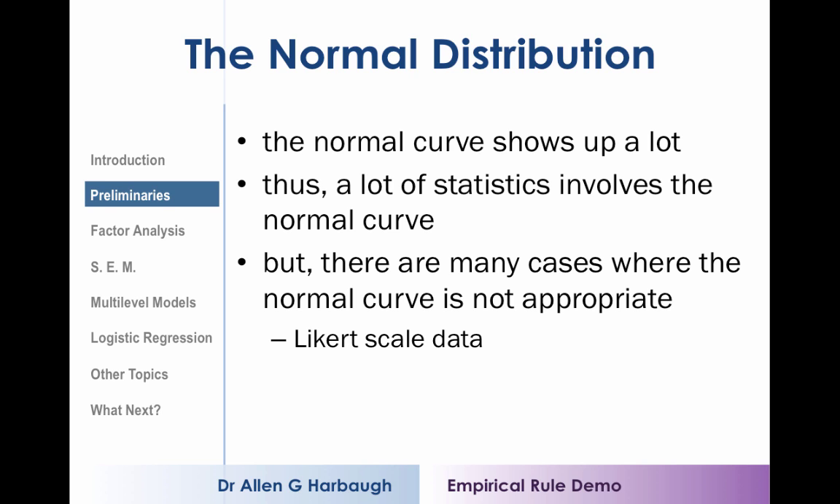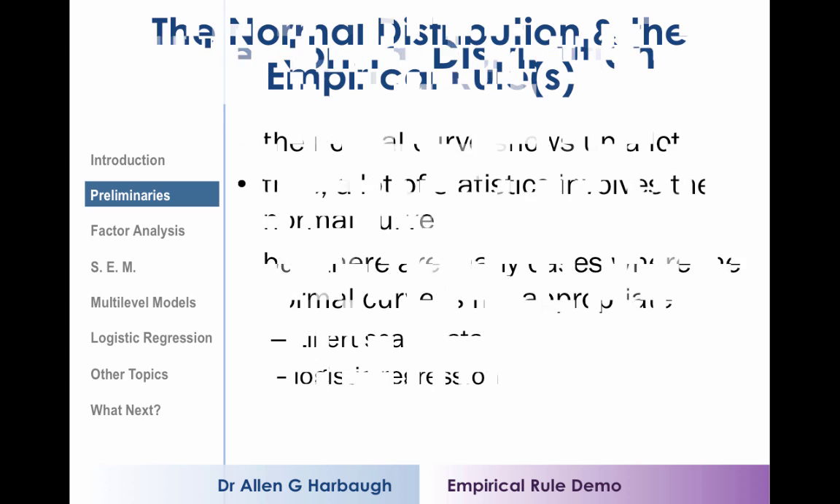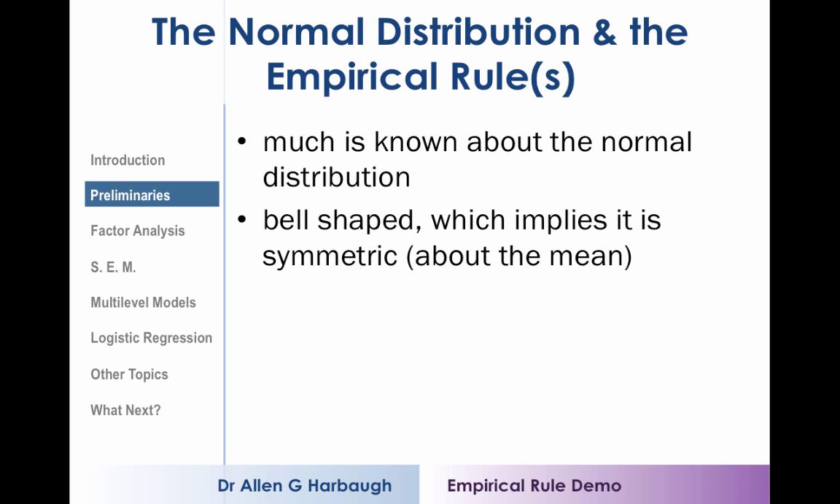For example, if you're looking at Likert scale data, which is an ordinal scale, or if you're looking at logistic regression, these types of data or processes actually don't involve normal data, and what we're talking about here wouldn't apply. But in a lot of other cases, the normal distribution is quite useful. Much is known about the normal distribution.